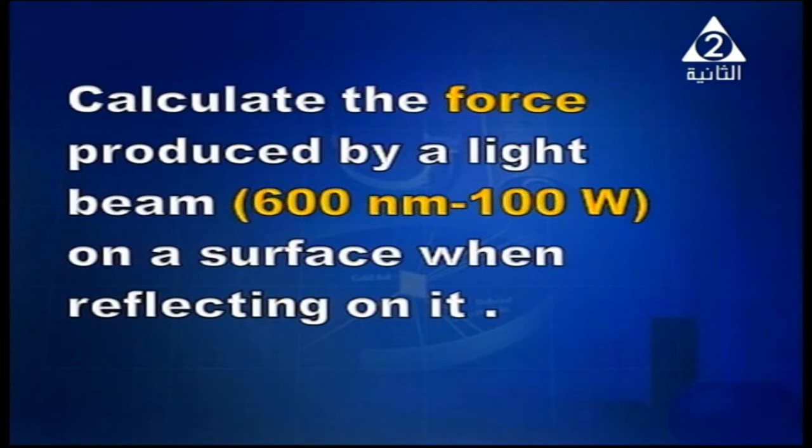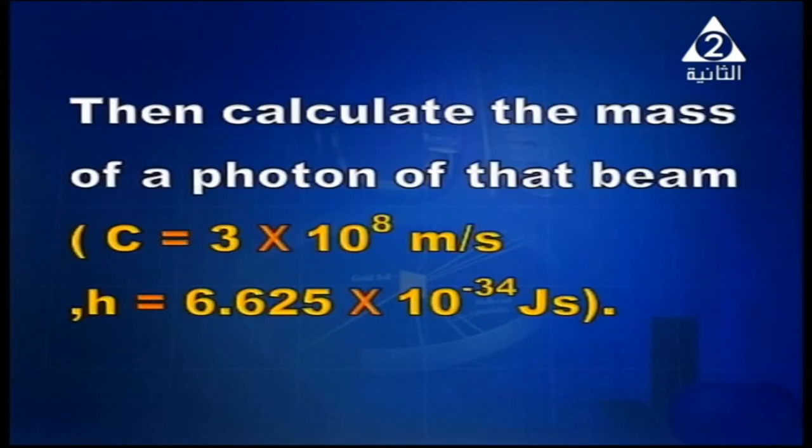The wavelength of the incident light is 600 nanometer, 600 times 10 to the power of negative 9 meter. Its power is 100 watt, when falling on a surface. Then calculate the mass of a photon of that beam. The speed of light in space is given, 3 times 10 to the power 8. Planck's constant is given, 6.625 times 10 to the power of negative 34 joule second.